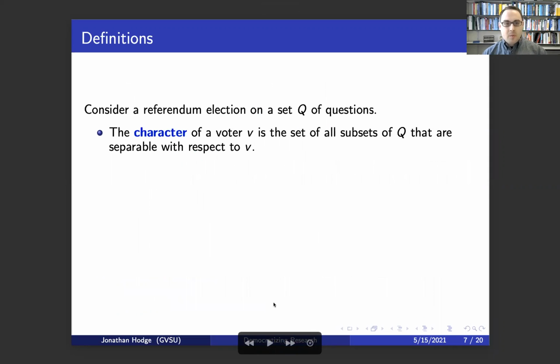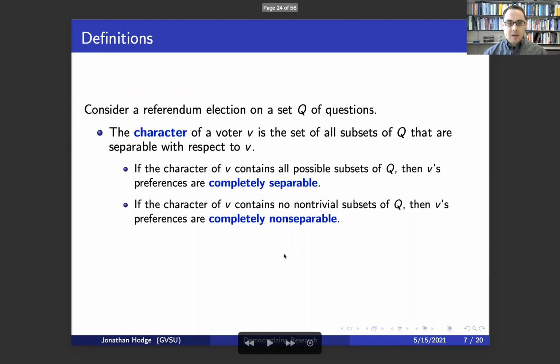The way that we conceptualized this question for the context of referendum elections was to define a notion called the character of a voter, which is just the collection of all sets that are separable. And then the question becomes, what is the structure of the character? If the character of a voter contains all of the possible subsets of the question set, then we say that the voter's preferences are completely separable. This means that the preferences on each set can be expressed independently of knowledge of the outcomes on other sets. And if the character doesn't contain any non-trivial subsets of the question set, that means the preferences are as non-separable as they could be. By non-trivial subsets, I mean subsets other than the entire question set and the empty set. Then we'd say that the voter's preferences are completely non-separable.